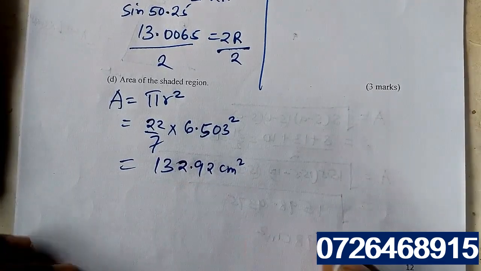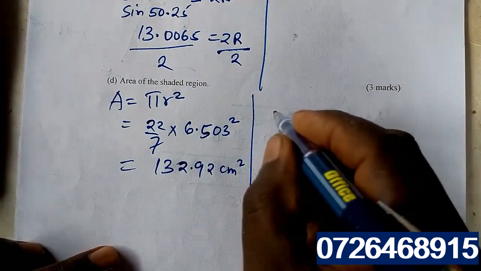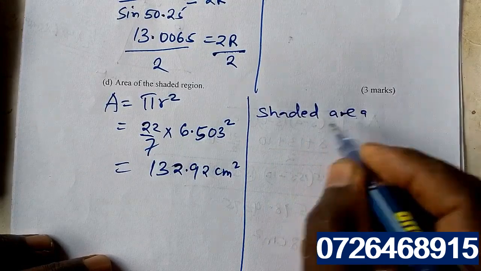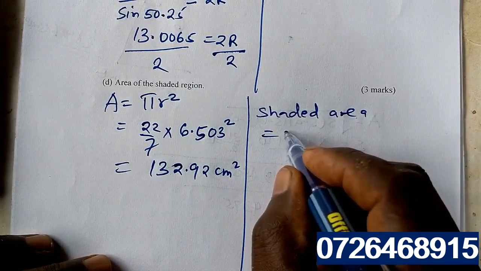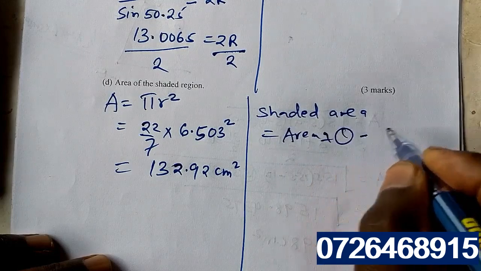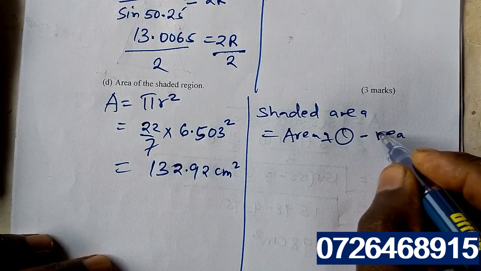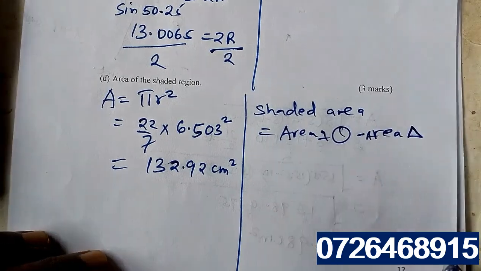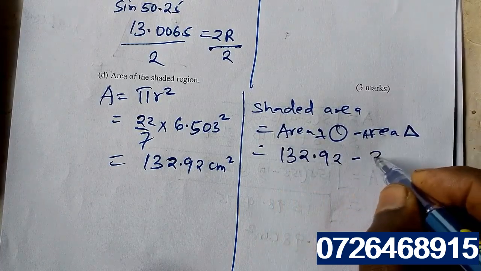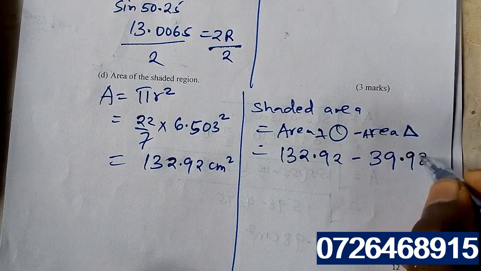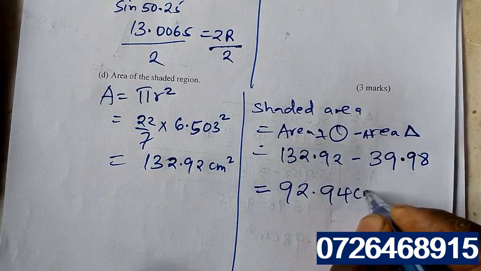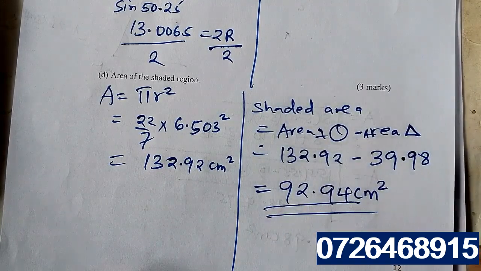So shaded area is equal to the area of the circle minus the area of the triangle. And that one is 132.92 minus 39.98, which gives us 92.94 centimeters squared. That is the area of the shaded region.